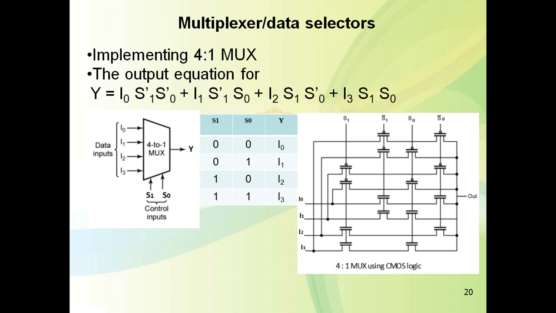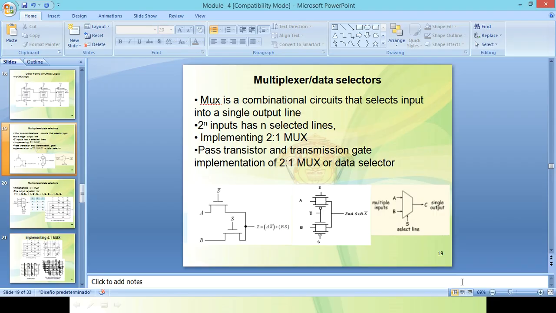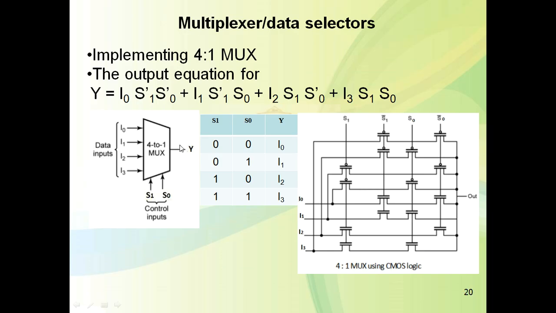Then we'll discuss the implementation of the 4:1 mux. As there are 4 inputs, there will be 2 select lines. So this is the 4:1 mux, and you know its truth table. If the select lines S1 S0 are 0 0, output Y is equal to I0. For 0 1, output Y is equal to I1. Likewise for 1 0, output Y is equal to I2, and for 1 1, output Y is equal to I3.